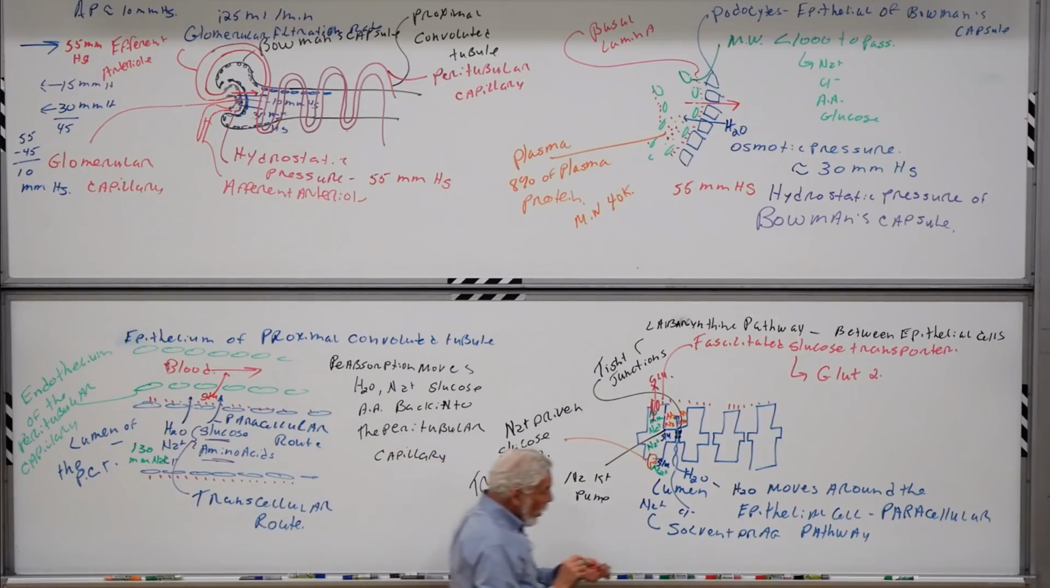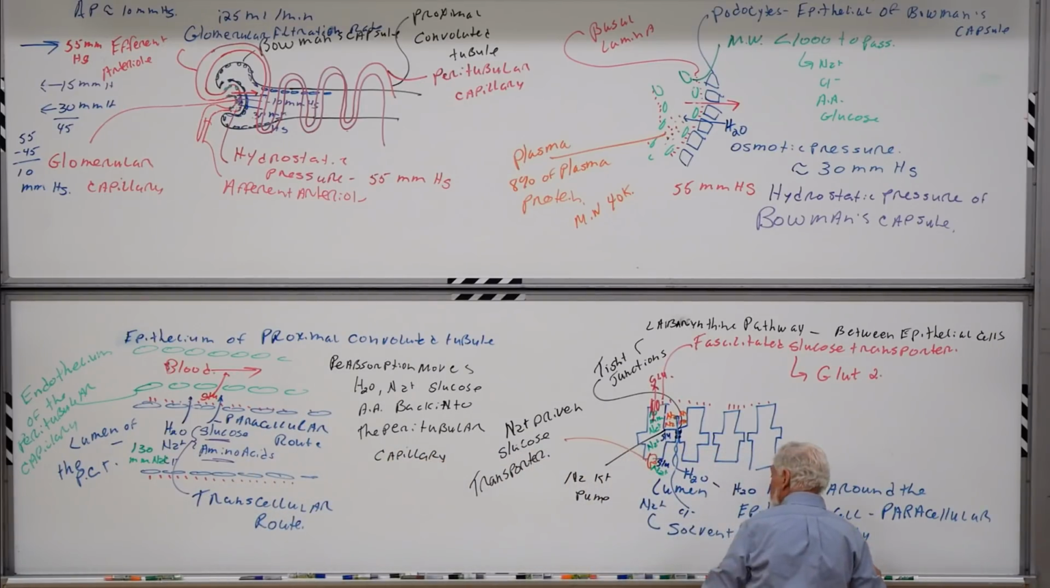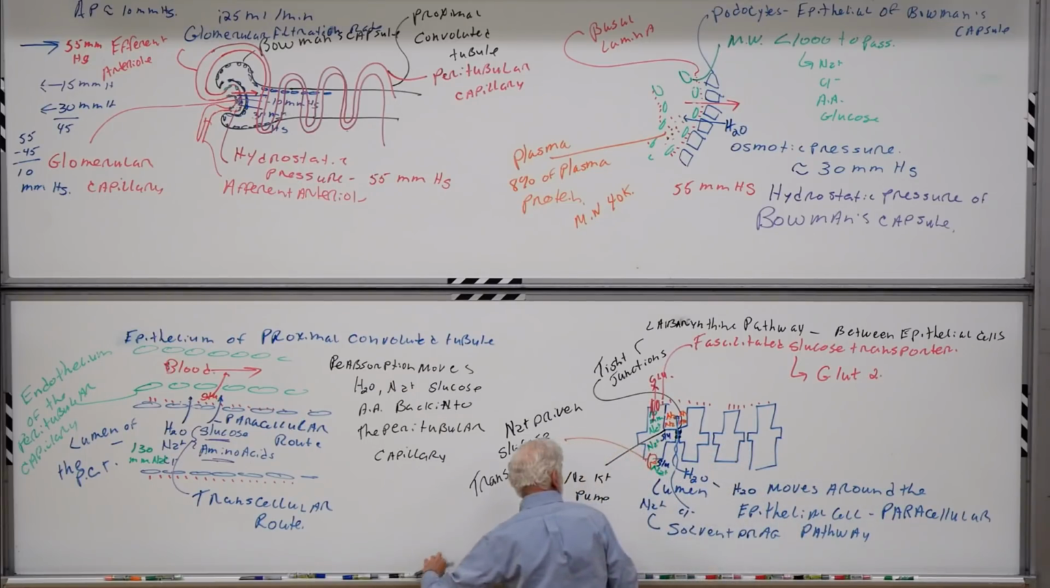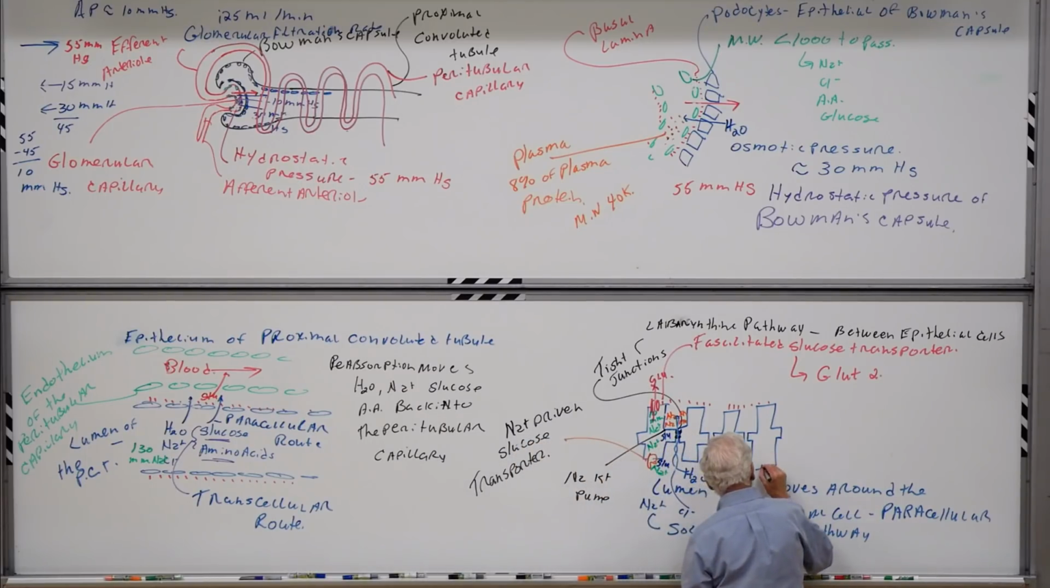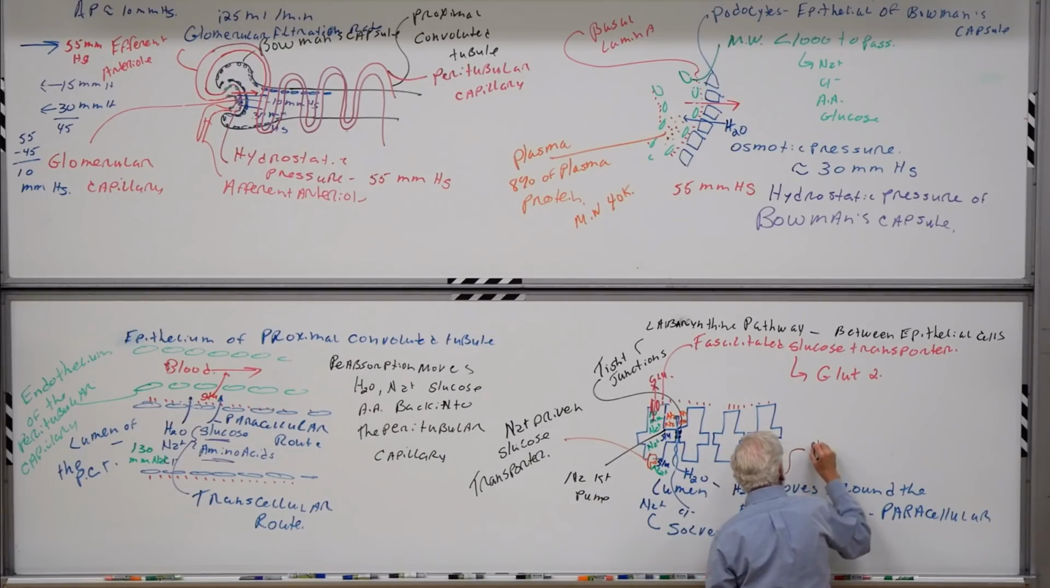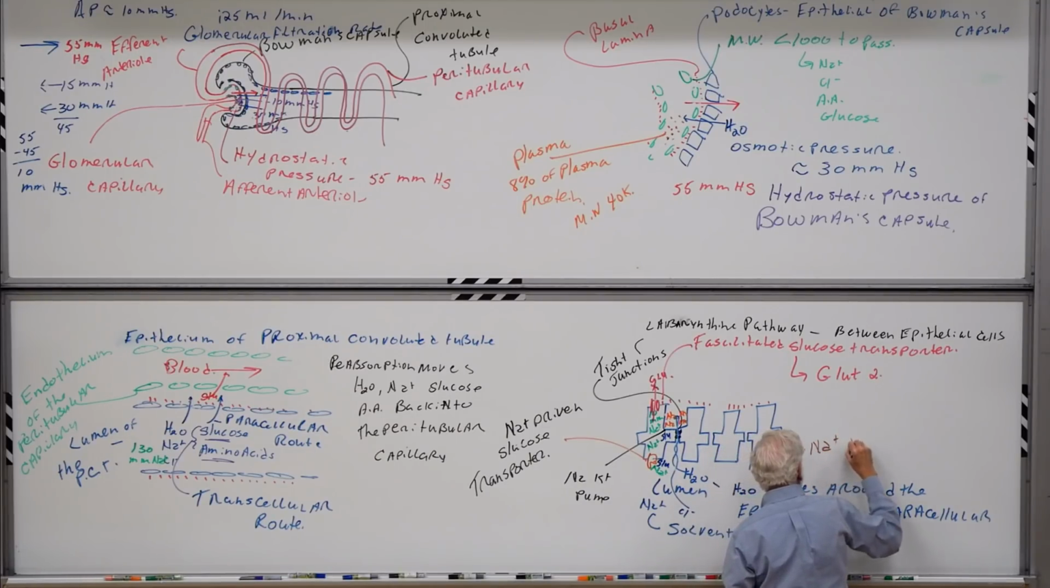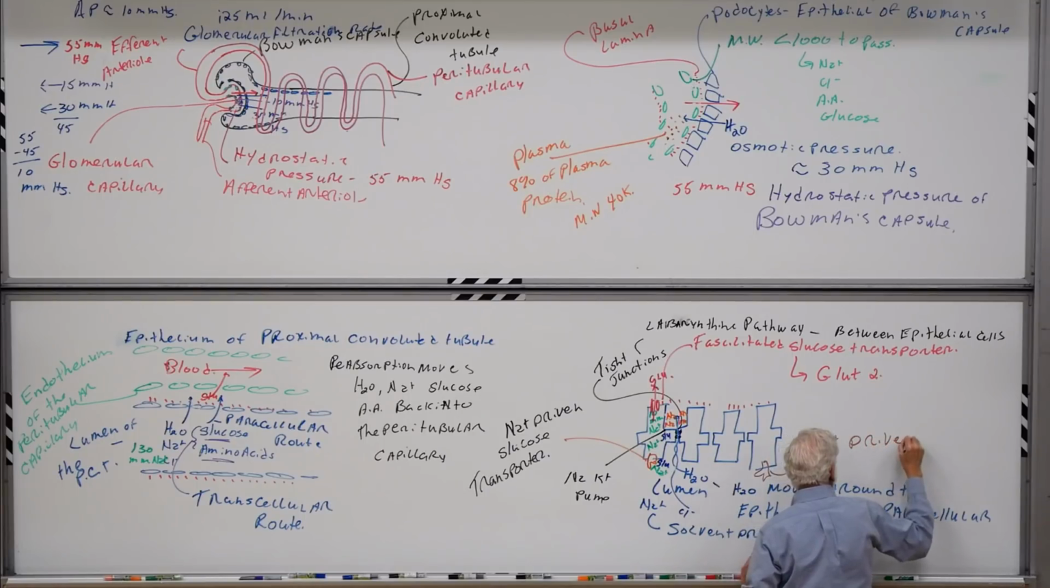We can walk through this in a similar fashion. I'll put a brown protein out here on the apical surface. This is meant to be a sodium-driven amino acid transporter.